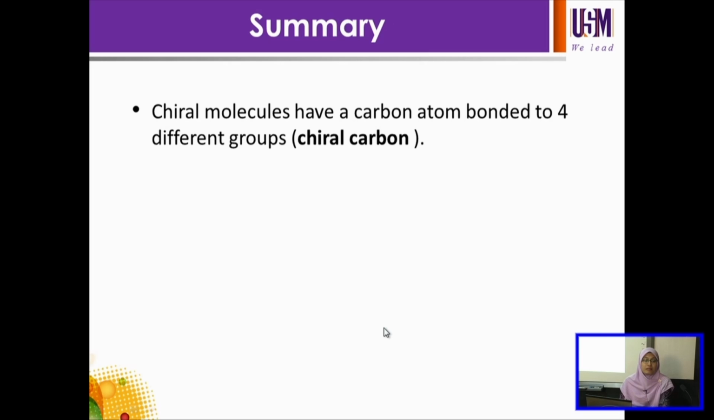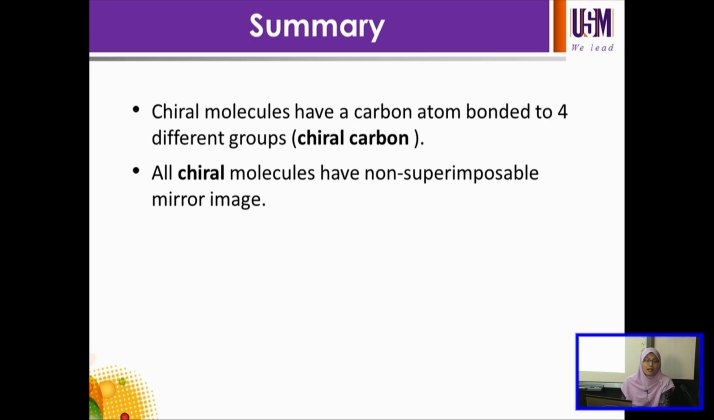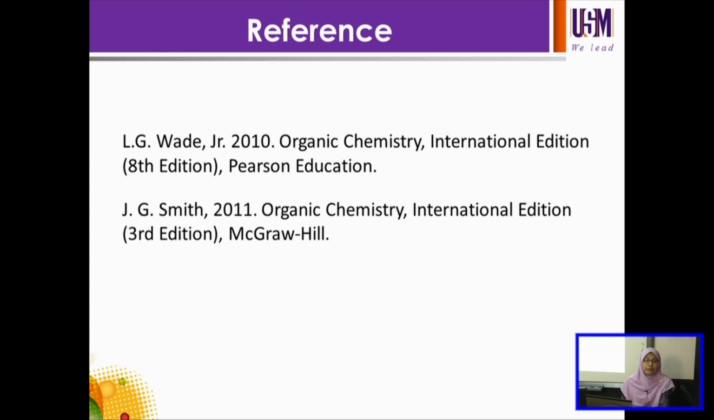So as a summary, chiral molecules have a carbon atom bonded to 4 different groups. This is known as a chiral carbon. So all chiral molecules have a non-superimposable mirror image. Every chiral molecule has an enantiomer.